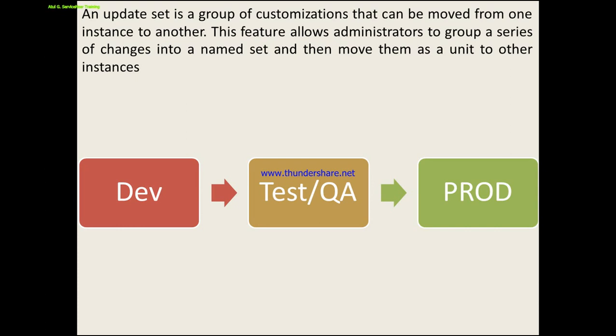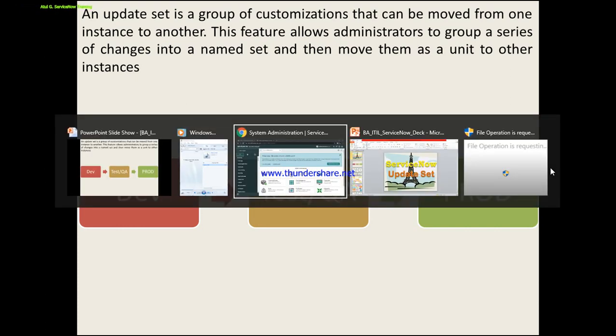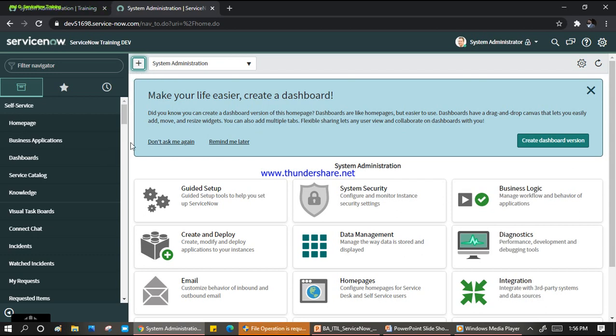So let's not waste much time on the introduction or definition part. Let's have a demo directly. You can see here that I logged into my instance, 51698, which is a Paris release, and I will be going to create one update set. Before that, maybe it's a new concept for many of you, so let's see how I can bring the update set onto the banner image.